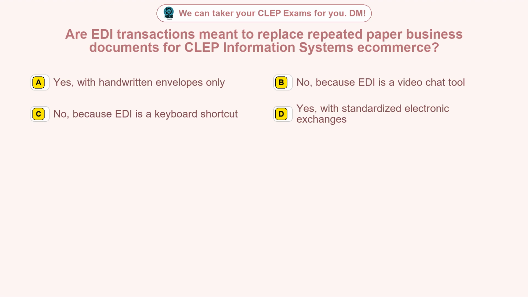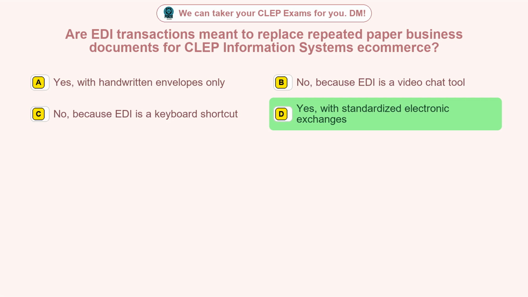Question 13. Are EDI transactions meant to replace repeated paper business documents for CLEP Information Systems Ecommerce? Option A. Yes, with handwritten envelopes only. Option B. No, because EDI is a video chat tool. Option C. No, because EDI is a keyboard shortcut. Option D. Yes, with standardized electronic exchanges.